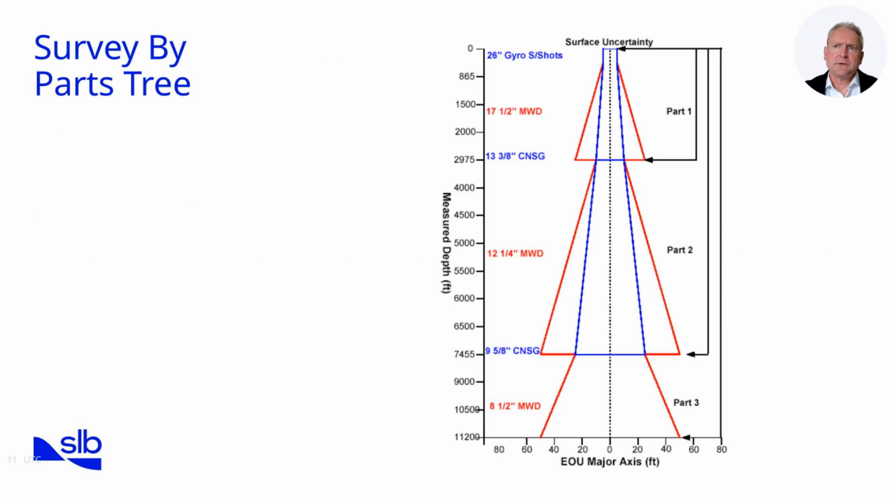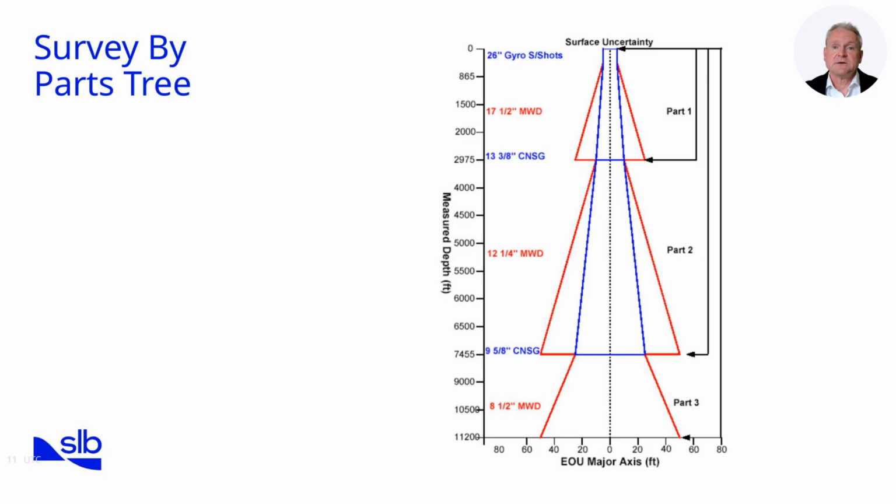Survey by parts displayed as a tree diagram. The idea behind this method is to break a well bore into smaller survey sections, each with its own uncertainty budget. As you can see, different hole sections are labelled with survey tools such as gyro single shots, MWD, and continuous gyro. Each section adds uncertainty, but by restarting the error accumulation at each casing point, the total positional error at TD is reduced.